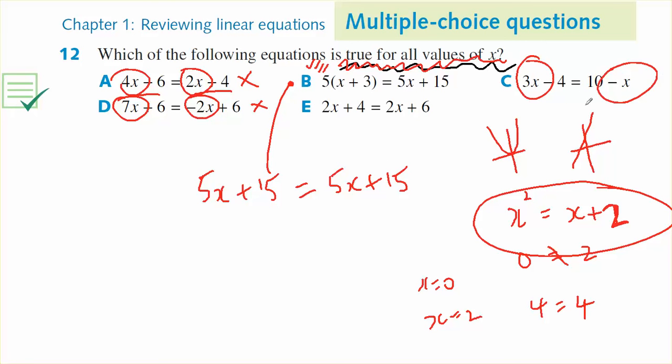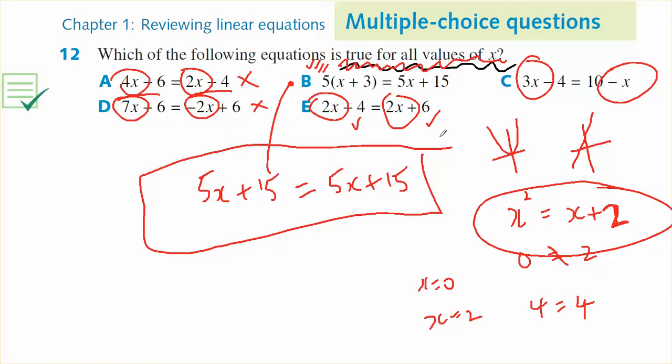3x and minus x, well, they're not the same. 2x and 2x are the same, but plus 4 and plus 6 will give me different values for the left and the right. So B is the case because the left-hand side exactly equals the right-hand side, and it's for every possible value of x.